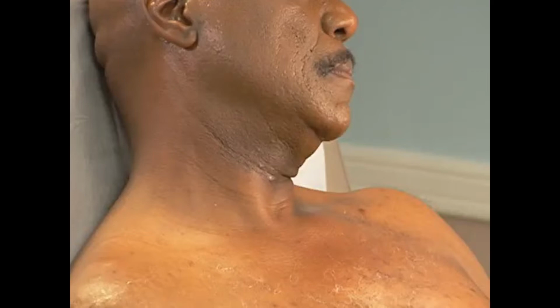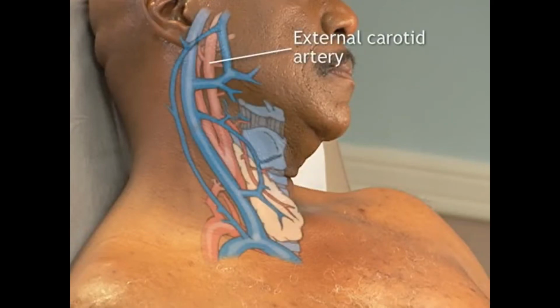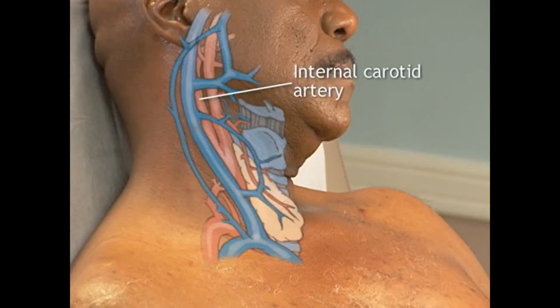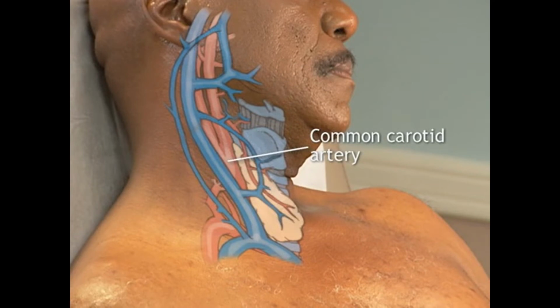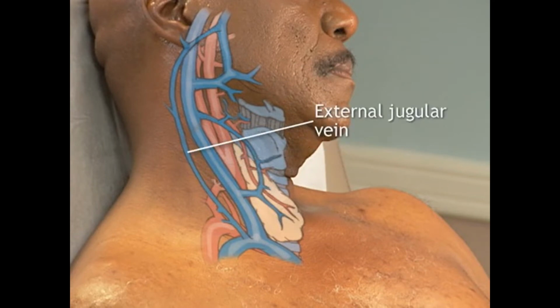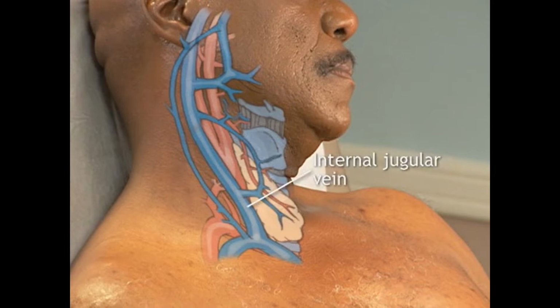The vessels of the neck most pertinent to this assessment include the external carotid artery, internal carotid artery, left and right common carotid arteries, external jugular vein, and internal jugular vein.